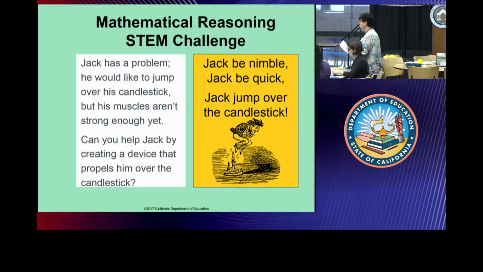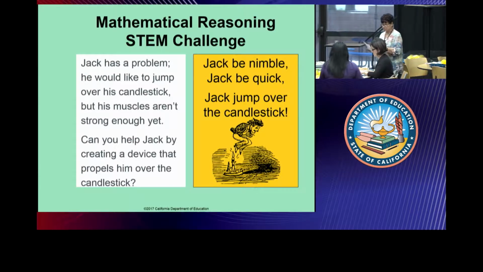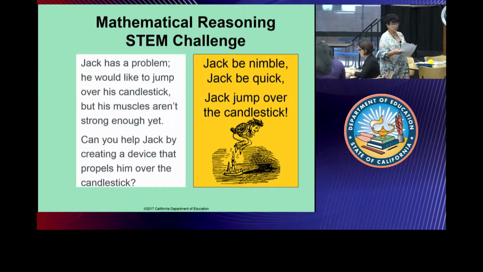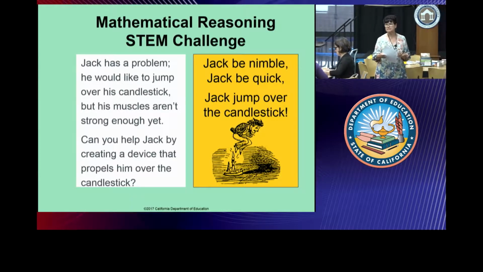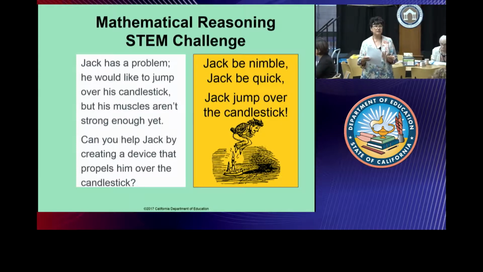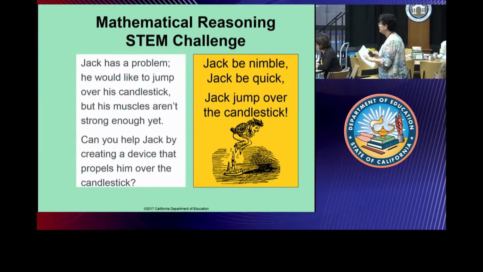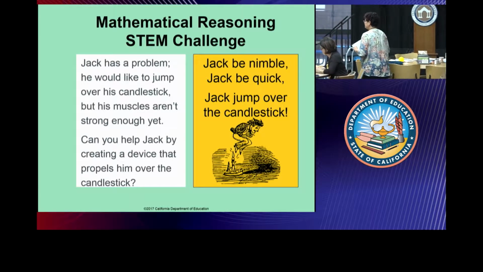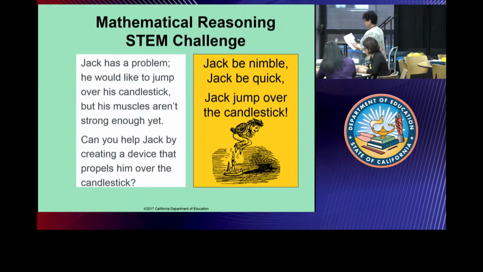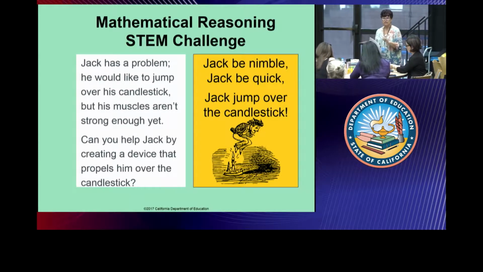In pairs or triads at your table, I want you to follow the directions and devise your plan. What I want you to think while you're creating this device is what are the mathematical reasoning behind this activity and how it's tied to STEM and to science? So let's take a couple of minutes and read your instructions and then create the plan, and then we'll take it from there.